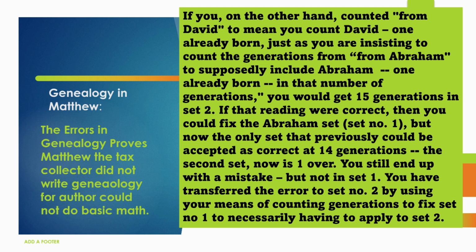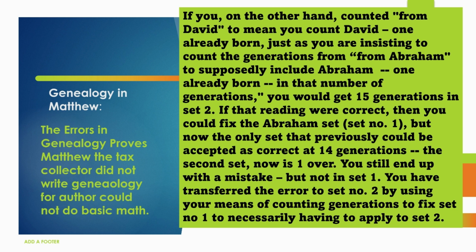He doesn't see that, so I'm trying to convince him by showing him this alternative argument, which is if you are consistent, you would have to read David begat Solomon the same way, where you would count David the father as part of a separate and additional generation, which brings you to 15, and you would have that problem. If that reading were correct, then you could fix the Abraham set number 1, meaning you get it to count out to 14, which is his goal. But now the only set that previously could be accepted as correct at 14 generations is just set 2.